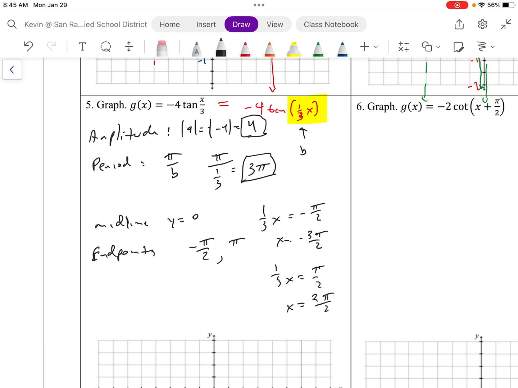The other way is to think about it. Okay, we have our endpoints are negative pi over 2 and pi over 2. Those are our traditional endpoints. But then we just multiply. Since our period is 3 pi, we just basically multiply everything by 3. So different ways of looking at it. But the endpoints are negative 3 pi over 2 and positive 3 pi over 2. They're my endpoints.